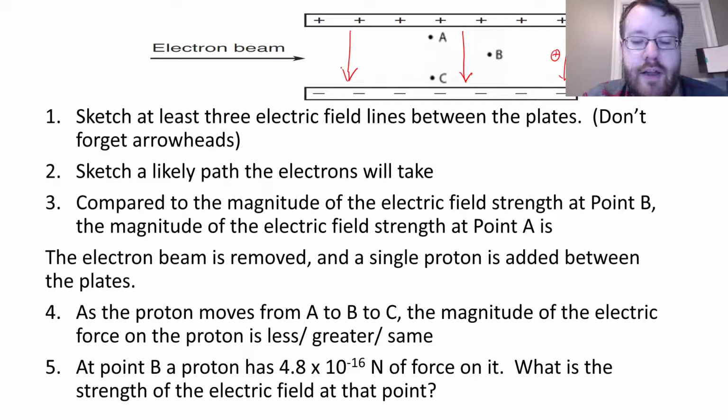Sketch a likely path the electrons would take. Well, they would be attracted to the positive plate up here, and get away from the negative. Or you can think about it, they would want to go the opposite direction of the field lines, so they would start to curve upwards like that.